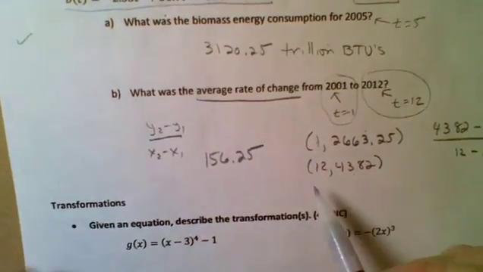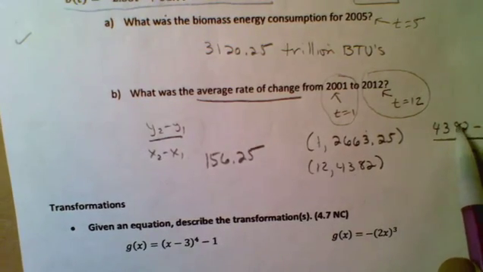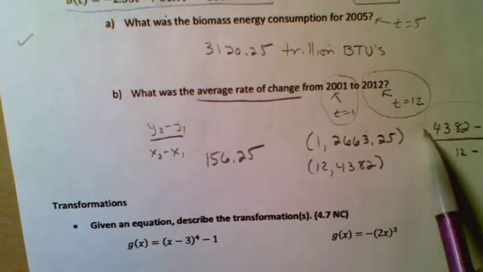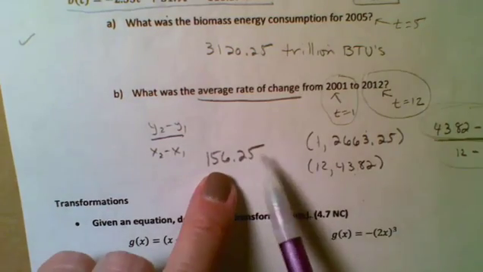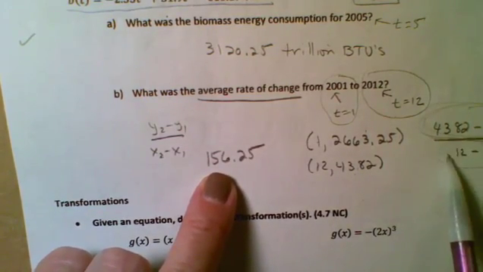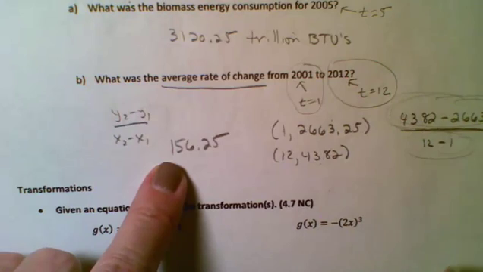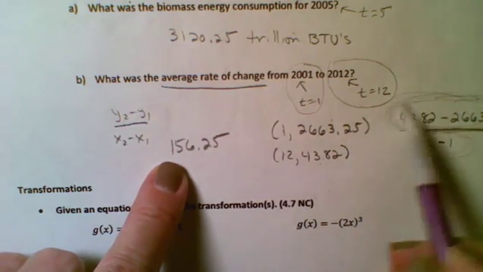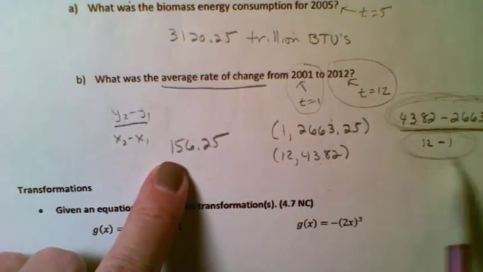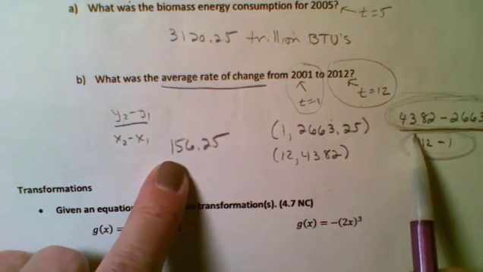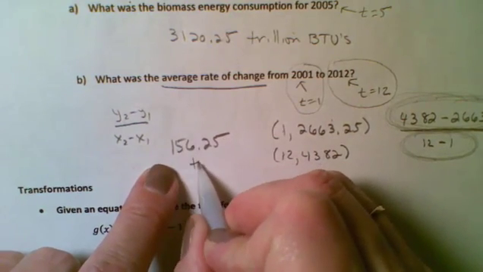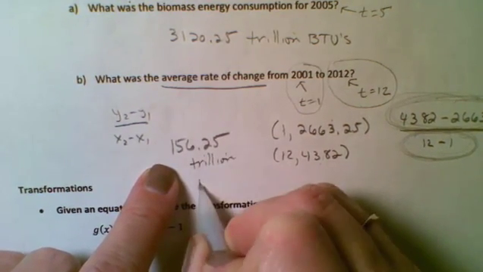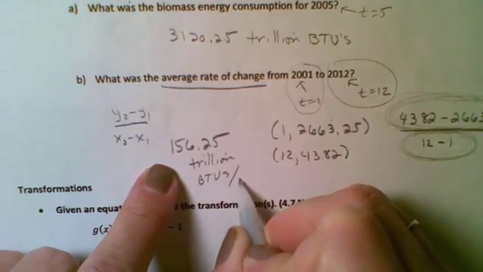156.25. Now the label of that, remember, comes from the difference of the y's. The y's were the number of trillions of BTUs, and the x's were the year. So it's this many trillion BTUs per whatever this unit is. We divided by 11, so it's per year. So it's this many trillion BTUs per year.